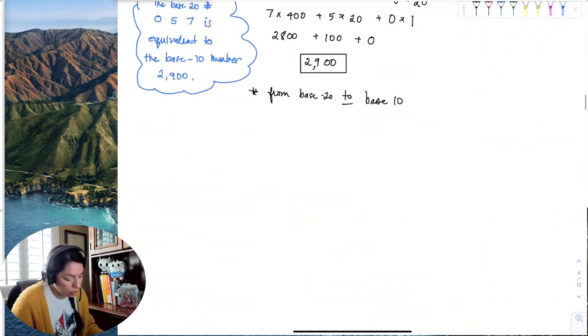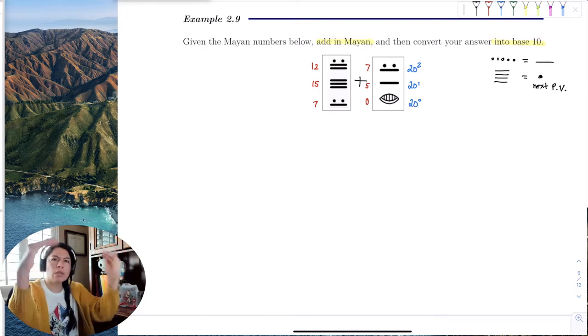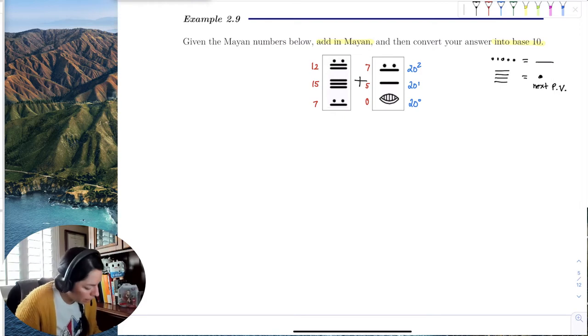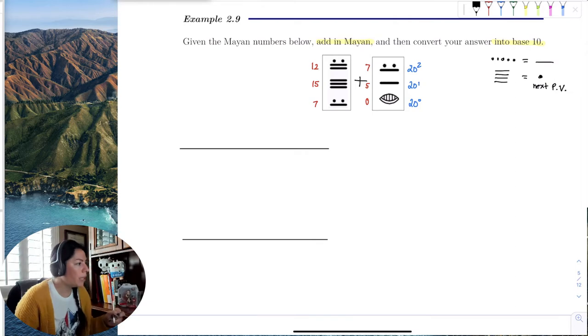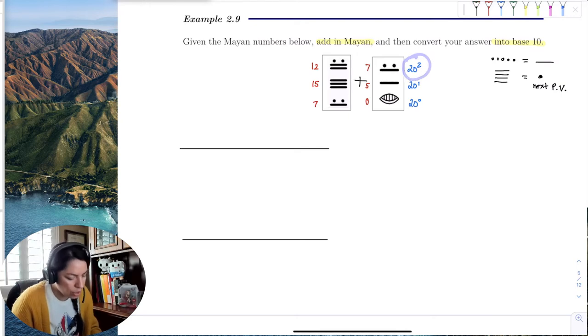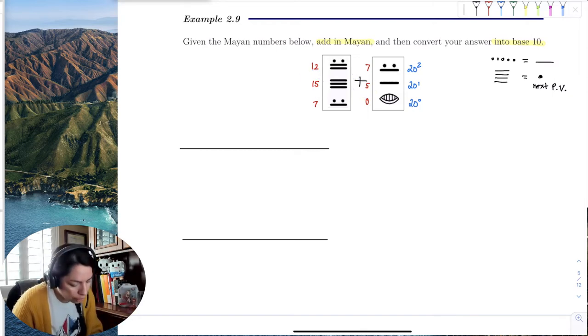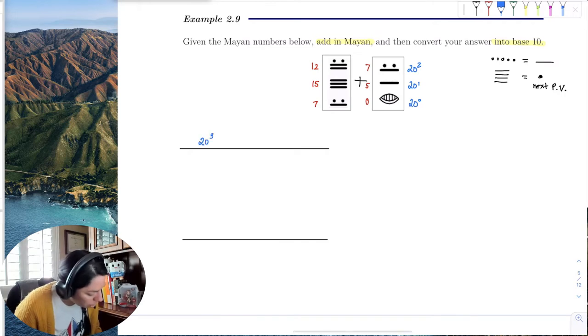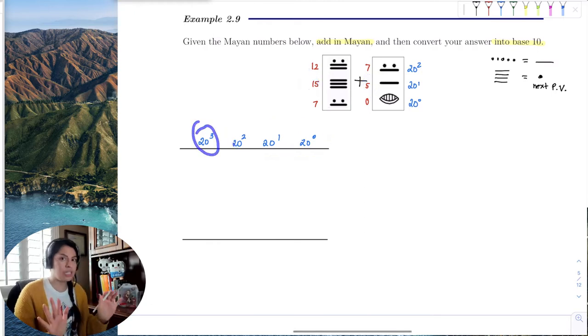So symbolically, let's try to do this. Let's make a table and add not horizontally, but vertically. I'm going to make a table, and you make one with a header, footer, and each place value. Since we know we have up to the 400s, 20 squared, I'm going to do one extra in case we have to carry over, because I predict something's going to happen there. So I'll do a 20 cubed, a 20 squared, a 20 to the first, and 20 to the zero. I know I only have up to here, but I might be carrying over something, so I'll do that just in case, whether I use it or not.